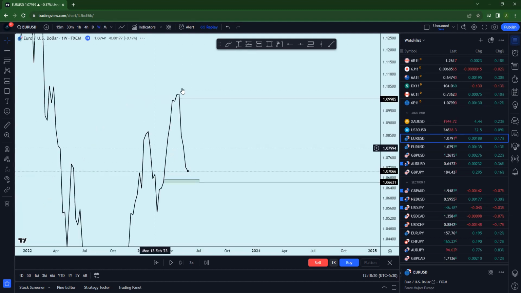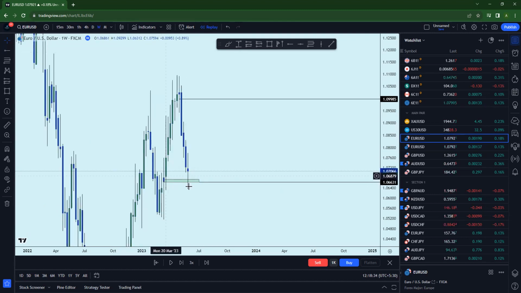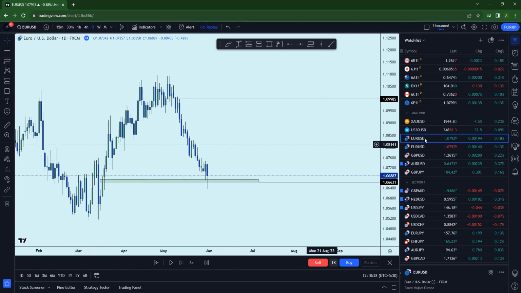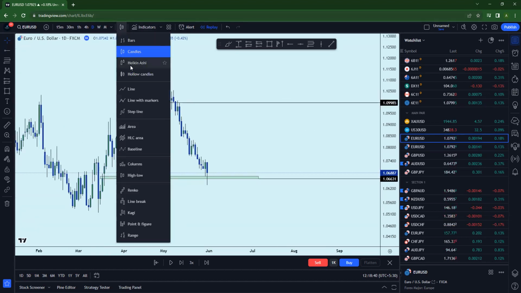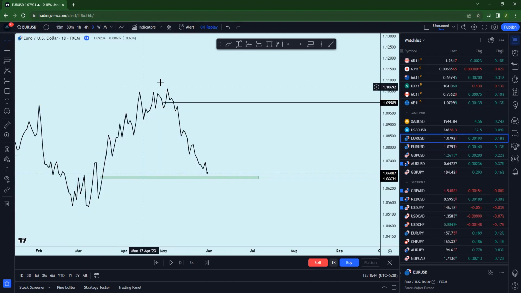If you look at the weekly time frame, the price came to your demand zone. It's showing a rejection. On daily time frame, also it's showing a rejection. Okay, so now what is the confirmation that this demand is going to hold? What we do is we wait for a daily structure to change from bearish to bullish.